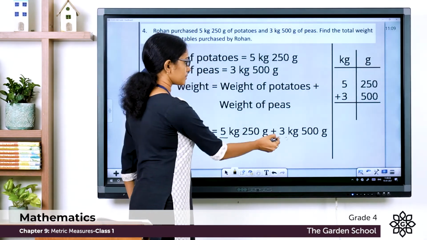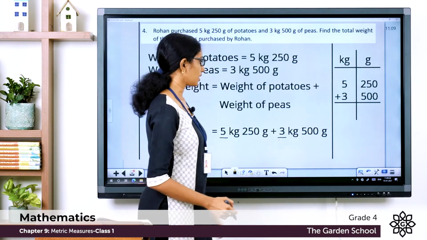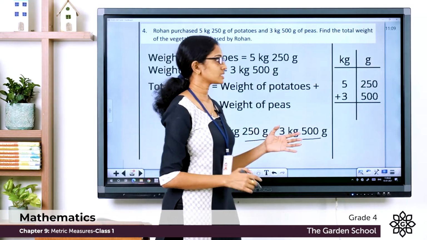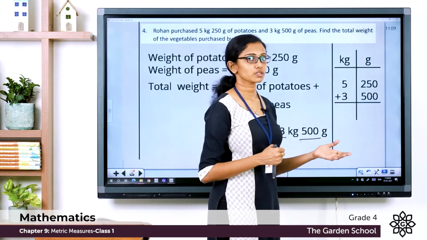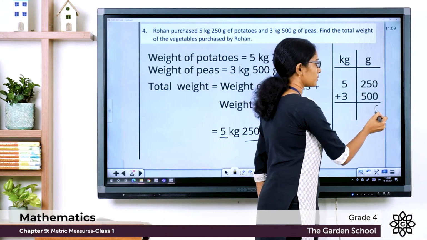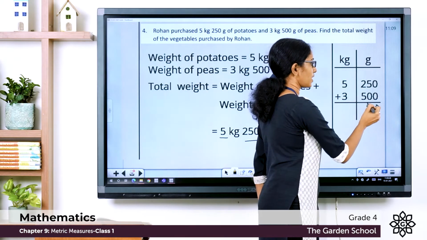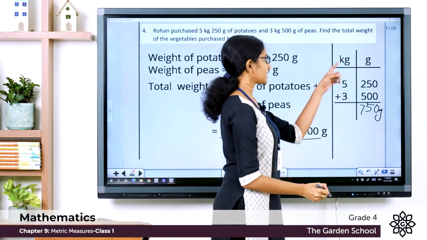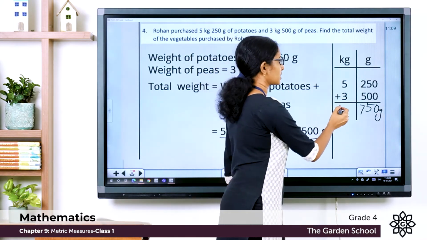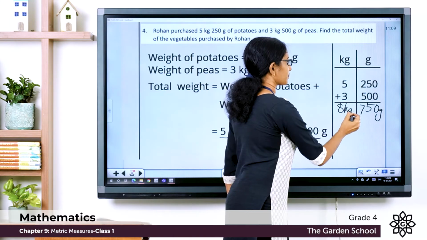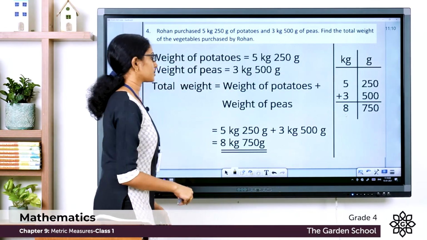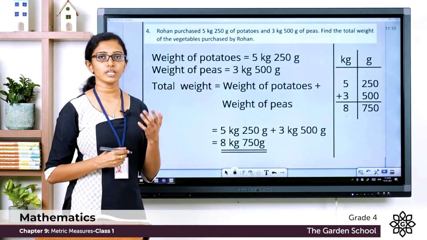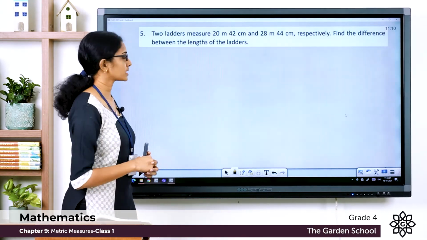The kilograms will go in the kilogram column and the grams will go in the grams column. Now let's start adding the grams column first. So here it is 0 plus 0, 0, 5 plus 0, 5, 2 plus 5, 7. So here it is 750 grams and in the kilogram column we have 5 plus 3. So it is 8 kilogram. So what is the total weight? The total weight is equal to 8 kilogram 750 grams. Let's see the next question.